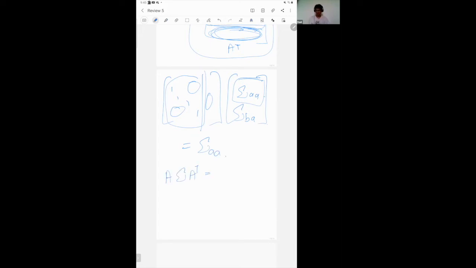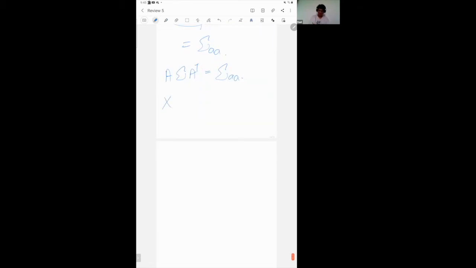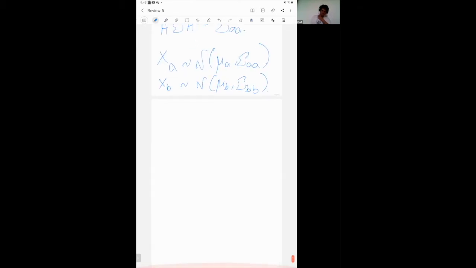According to our matrix A, this would result in sigma A. And then simply we would have XA comes from mu A and sigma A. And similarly, we can also prove that XP comes from mu P and sigma. So I hope marginalization of Gaussian is clear to you.